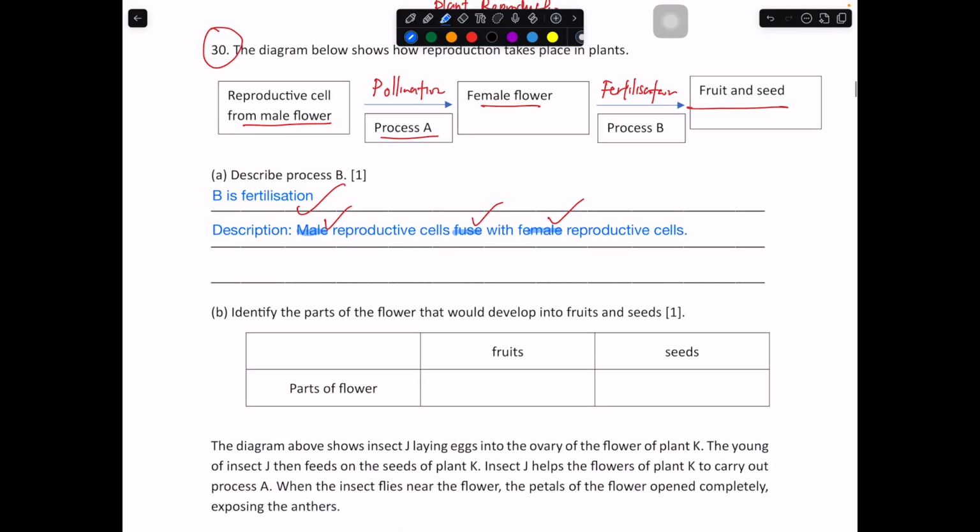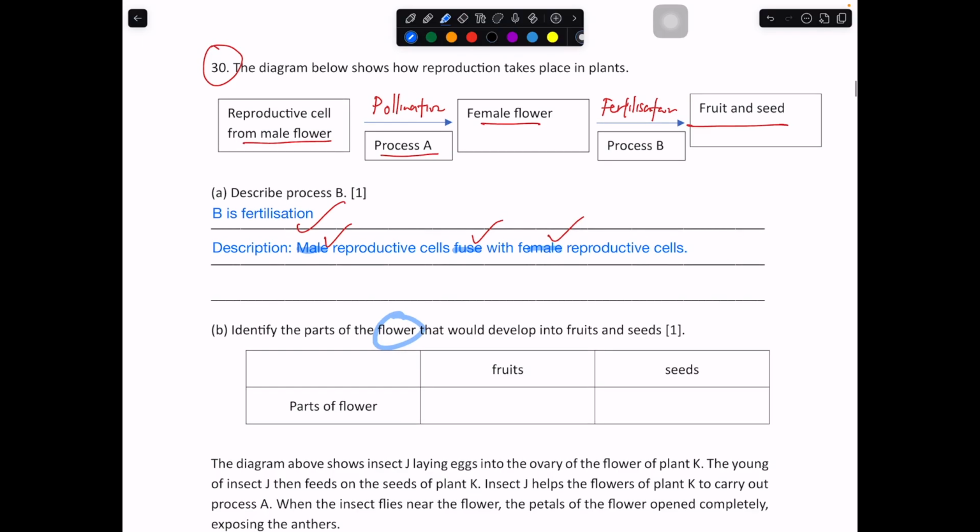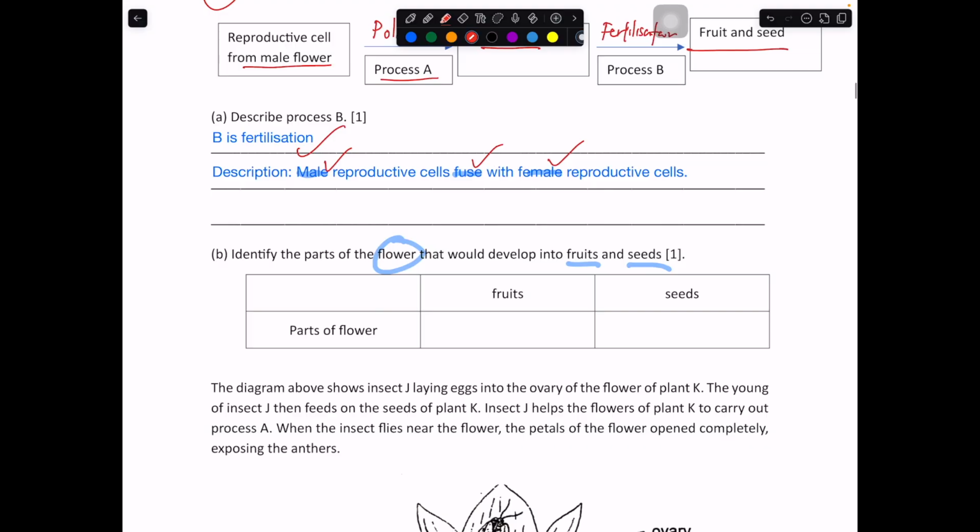Okay, identify the parts of the flower that will develop into fruits and seeds. The parts of the flower that become fruit and seed will be your ovary or your ovule. So which is which? If, let's say, in the exam you forget, you can write them down at the side: ovary, ovule. Ovary becomes fruits or seeds. Okay, ovary has an R, fruits has an R, so R will become R. So most likely your ovary will become your fruits, then your ovule will become your seeds.